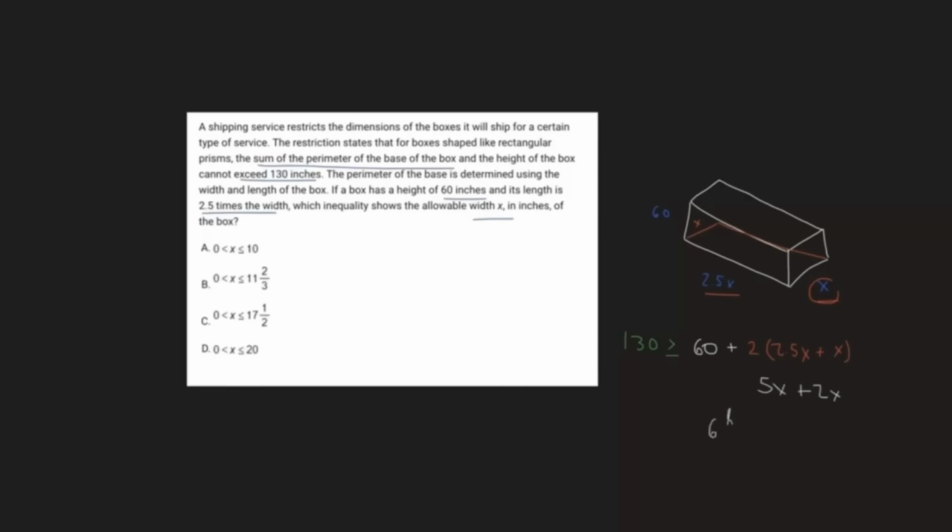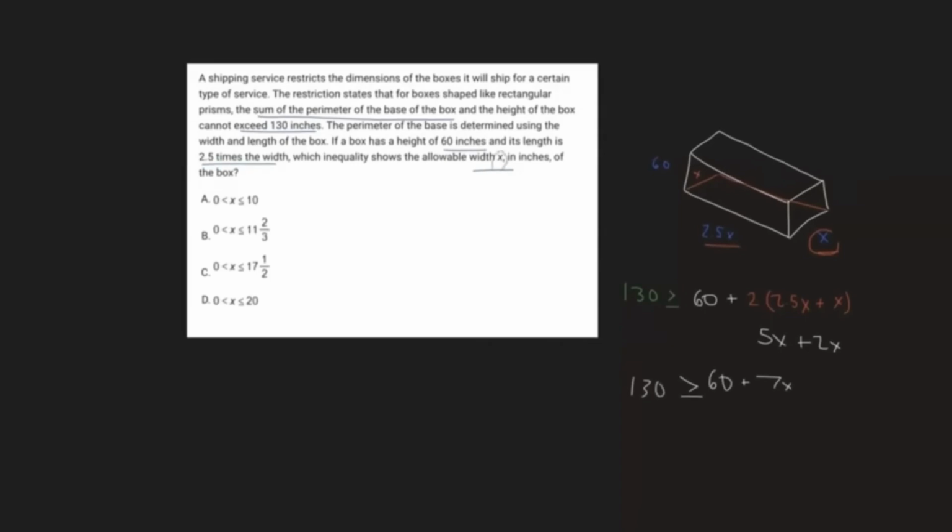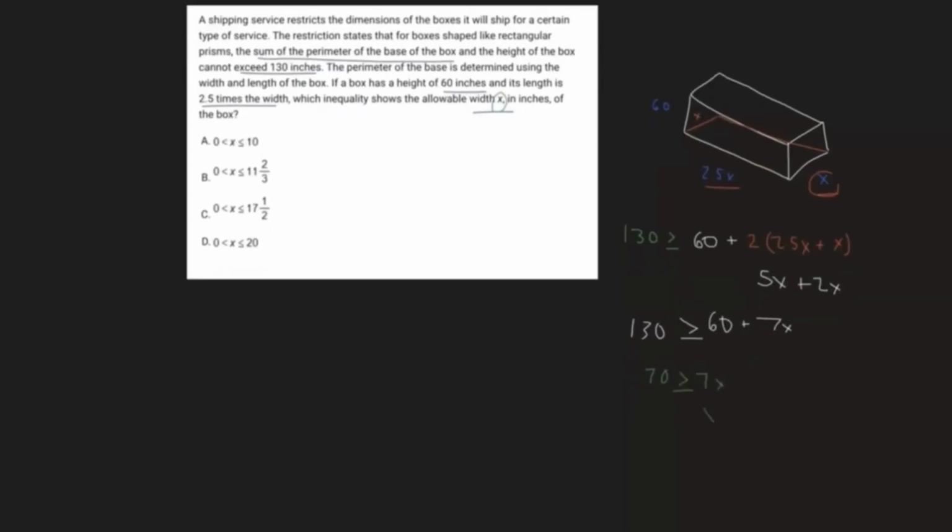So in our equation, we're going to have 60 plus 7x. And that is going to be less than or equal to 130. And now we can just solve for x, right? Because x is going to be that width that we're trying to solve for. And so we can just subtract 60 on both sides, and we get 70 is greater than or equal to 7x. Divide both sides by 7, and we get x is less than or equal to 10.